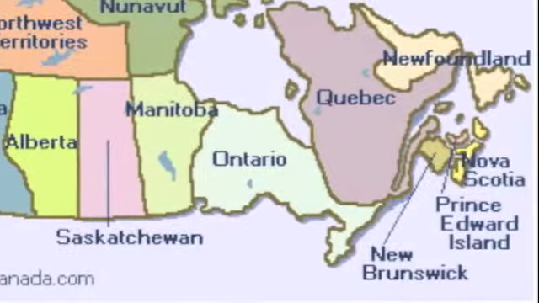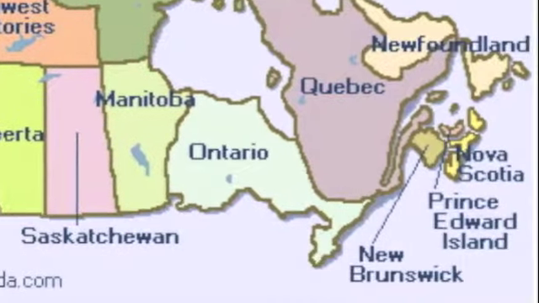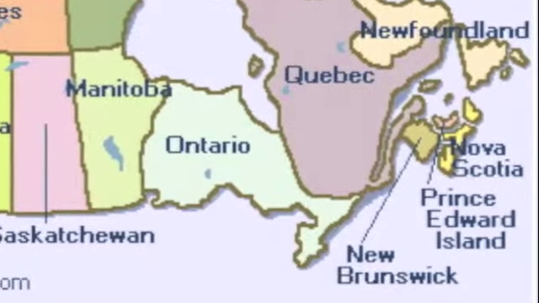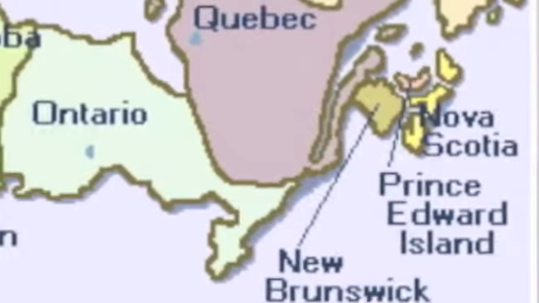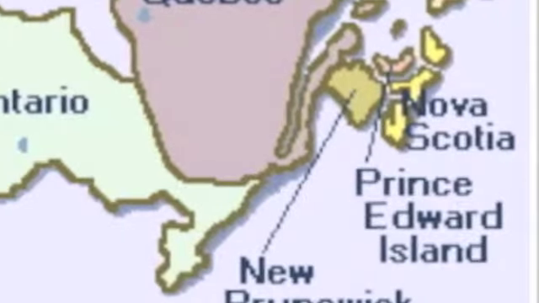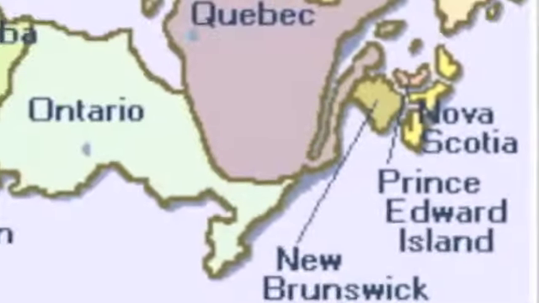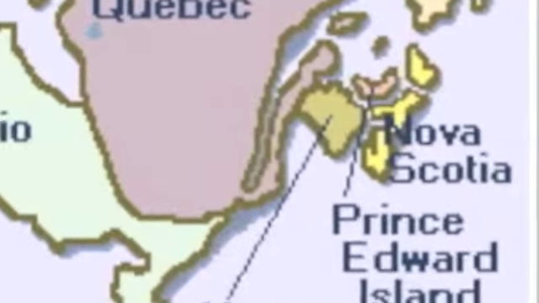Now let's practice the pronunciation of the smaller provinces in eastern Canada. New Brunswick. Prince Edward Island. Nova Scotia.